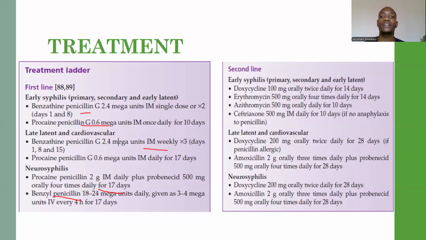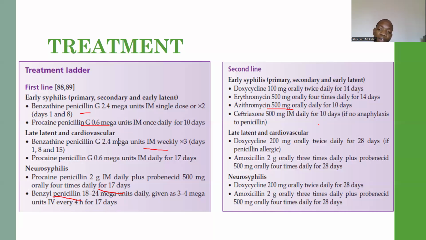Then in the second line, if you're dealing with early syphilis and maybe someone has an allergy to penicillin, these are the alternatives that you can use. You can use azithromycin, 500 milligrams orally daily for about 10 days, or you can give ceftriaxone injection at 50 milligrams IM daily for about 10 days. This one, you only give if someone has no anaphylaxis to penicillins, and you want to use it as a second line.